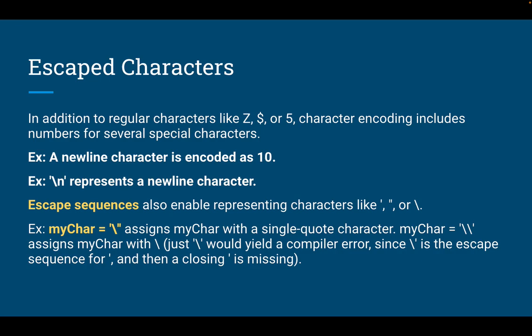The way we specify some of these is with the escape character. So in Java, a new line character is encoded as the number 10. And the way we specify it on the page is single quotes \n. And that represents a new line character. So when you're creating a string and you want that string to wrap on the next line of your terminal, you'll use that new line character. Okay. Any questions?